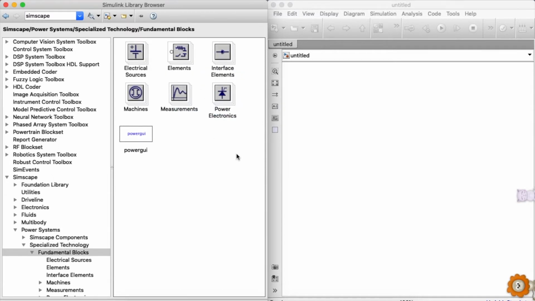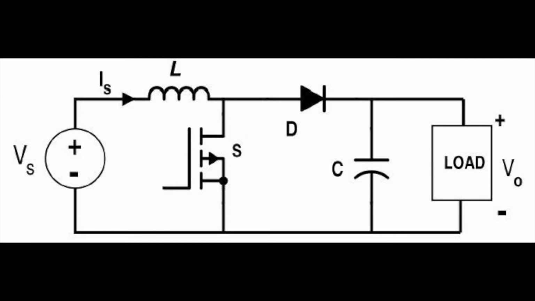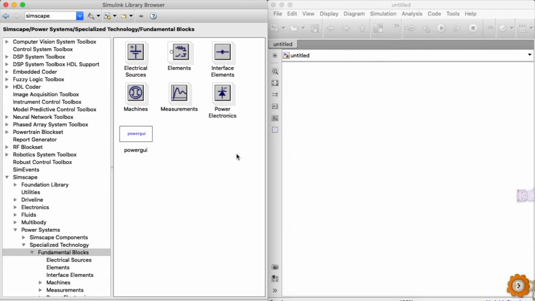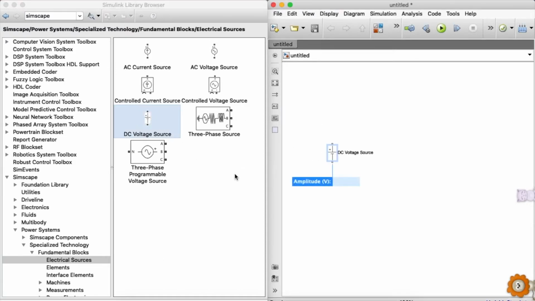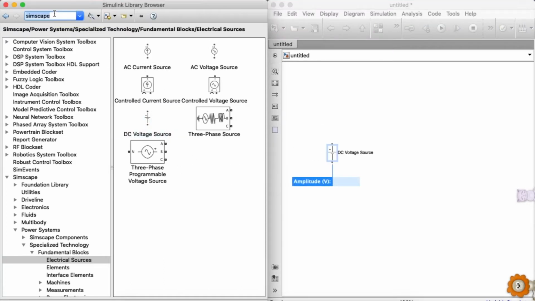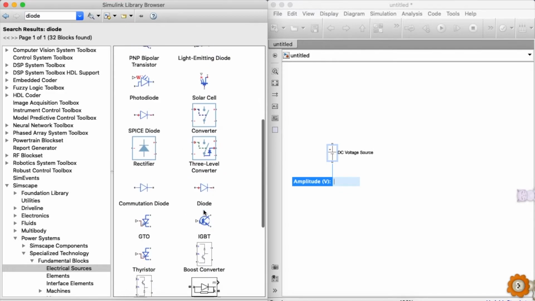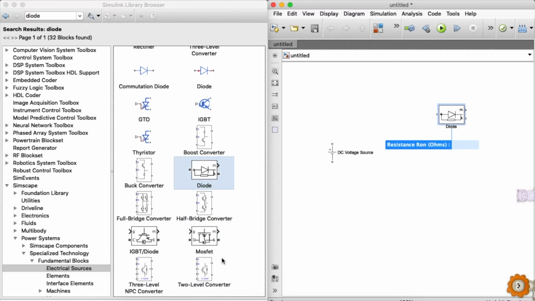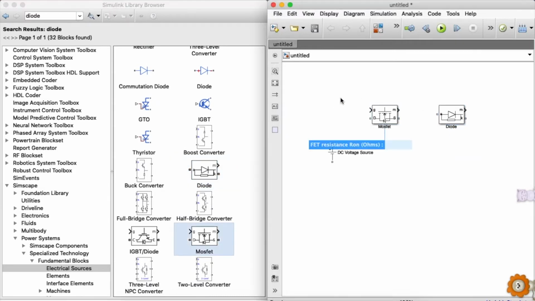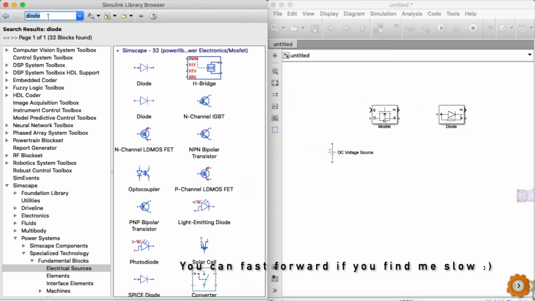So as you can see, we have a schematic of a boost converter displayed on the screen. We have our input voltage source, an inductor, capacitor, resistor, diode and MOSFET. So for the input voltage source, we need an electrical source. For a diode, let us simply write diode here. A MOSFET will be here. Now for the inductor, capacitor and resistor, we'll use the RLC branch.